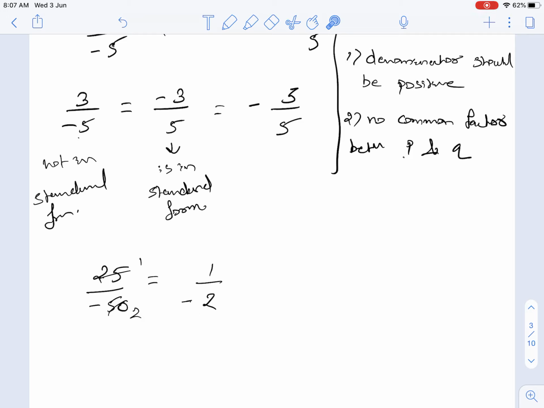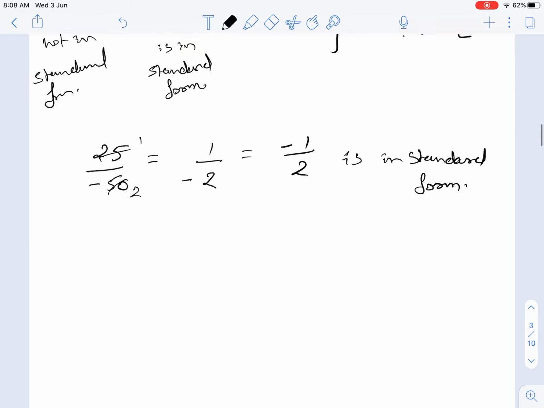Now if you want to convert it into standard form, you just have to bring this negative sign from the denominator to the numerator. So now the number will become minus 1 upon 2. Now it can be seen that the new denominator has a positive sign, and moreover 1 and 2 do not have any common factor other than 1, means it can be divided by only 1. So we can say that minus 1 upon 2 is in standard form. Okay, is it clear? Now let us proceed further.